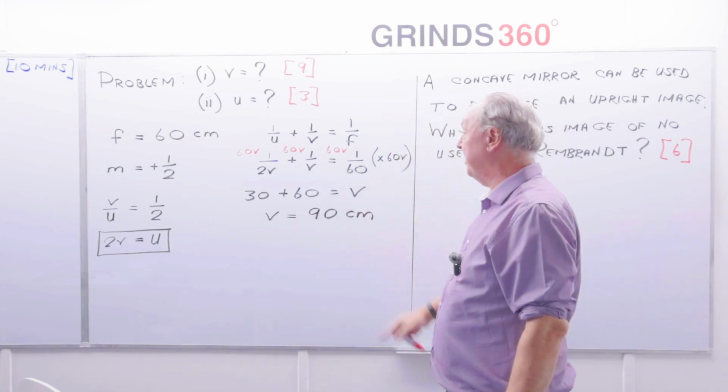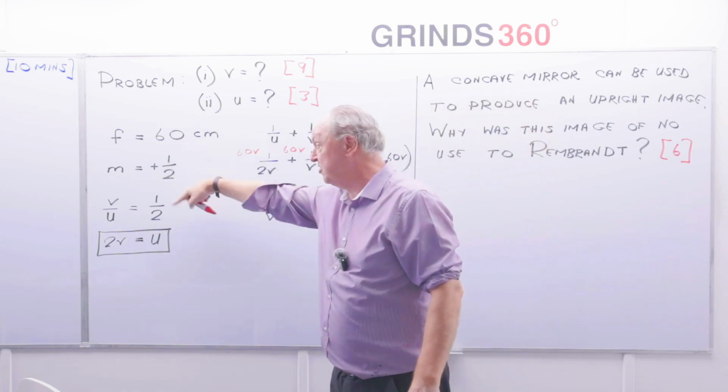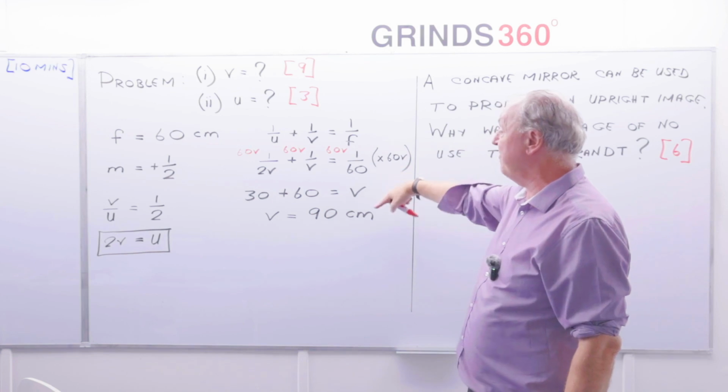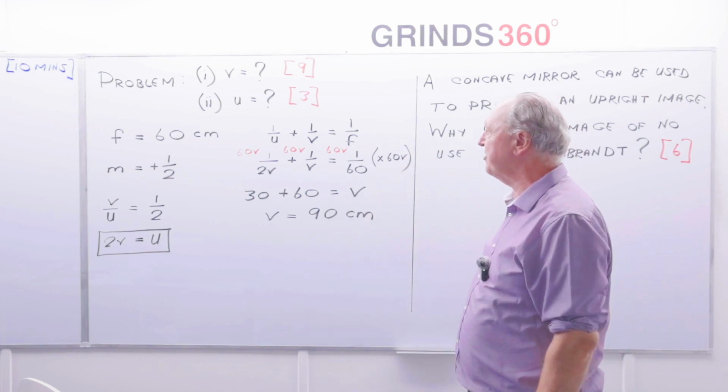You got 9 marks for that. You get 3 marks for writing down that formula. You get 3 marks for this stuff around here with the magnification, and 3 then for writing down the correct answer. So V is equal to 90 centimeters.